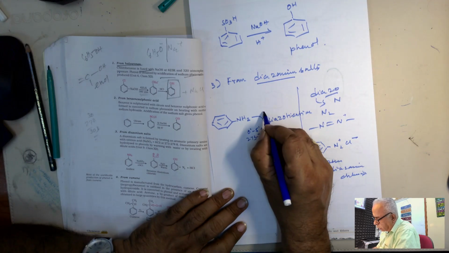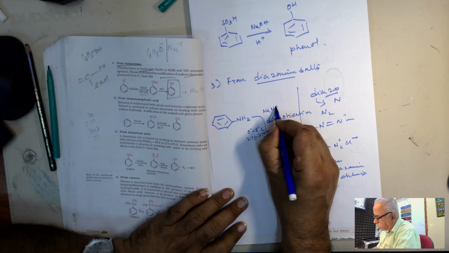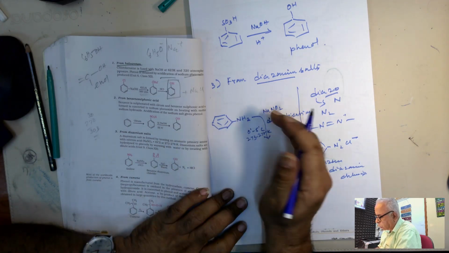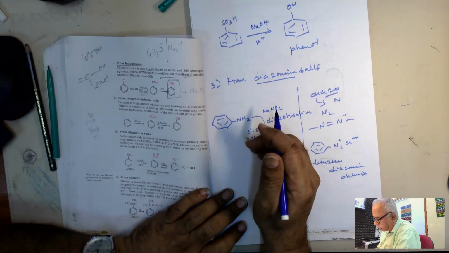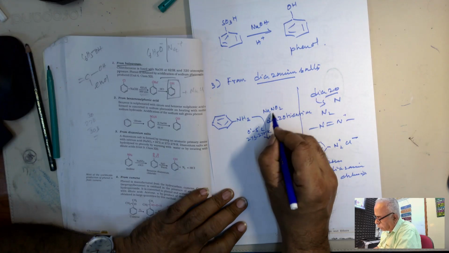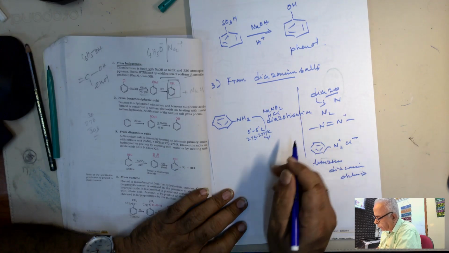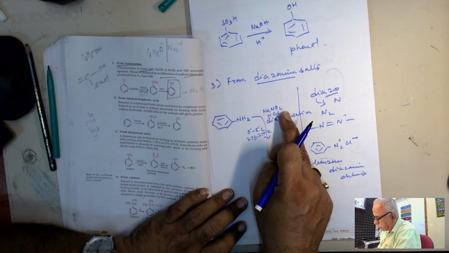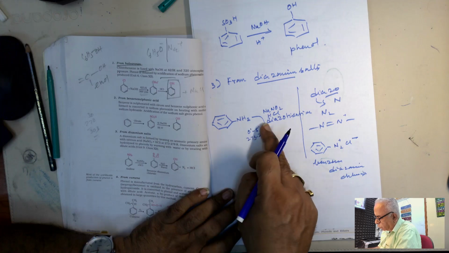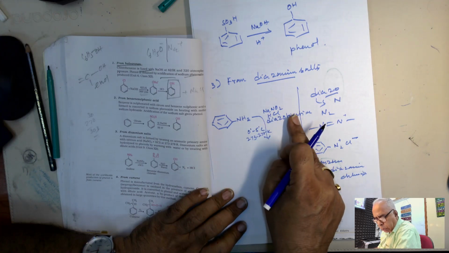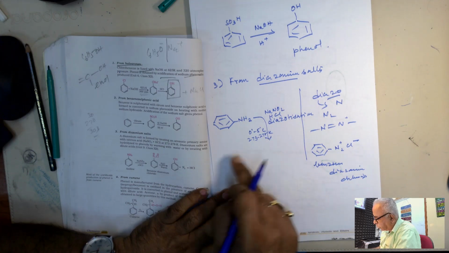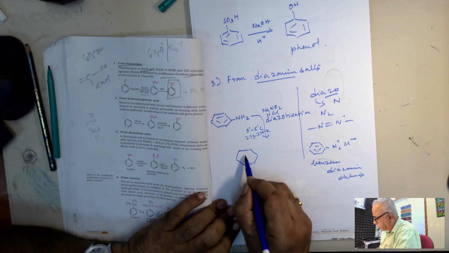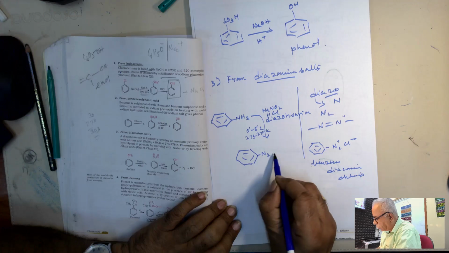And you have got NaNO2. Actually, you require only HNO2, but HNO2, nitrous acid, is not stable as such. So it is freshly prepared from sodium nitrite combined with HCl. So aniline plus NaNO2 plus HCl at 0 to 5 degrees Celsius is called diazotization. The product is benzene diazonium chloride, N2Cl.